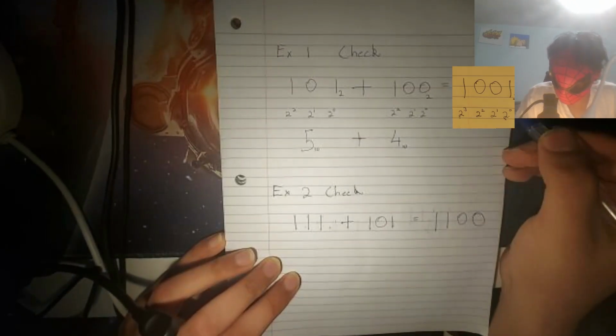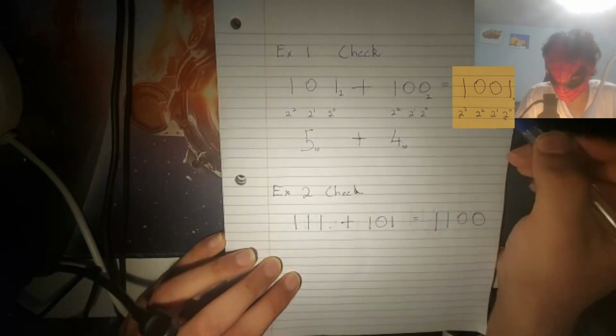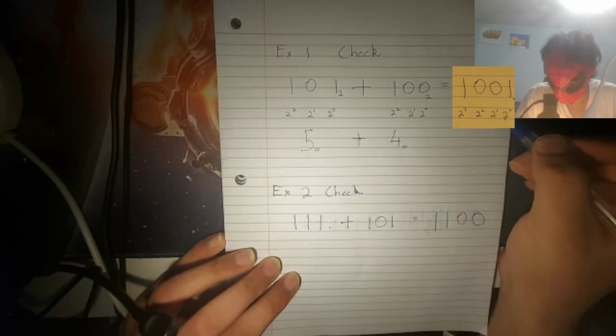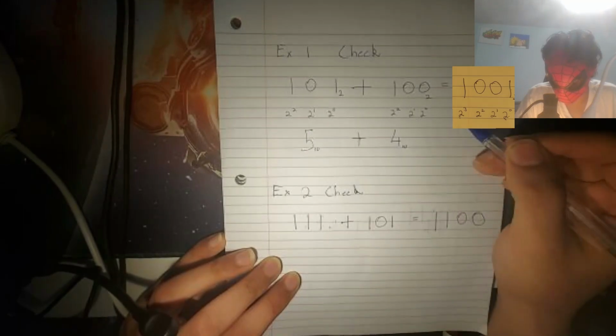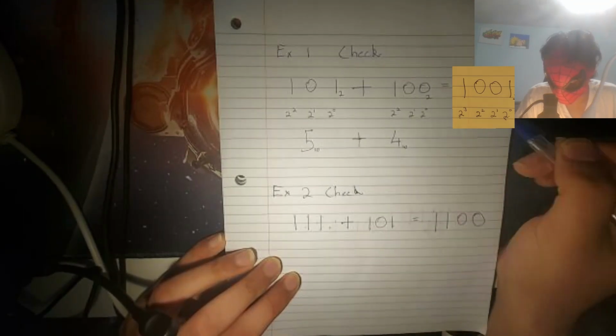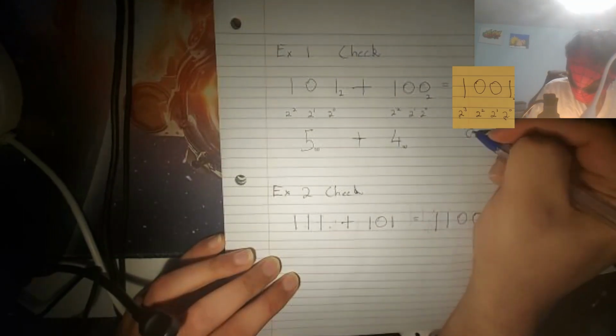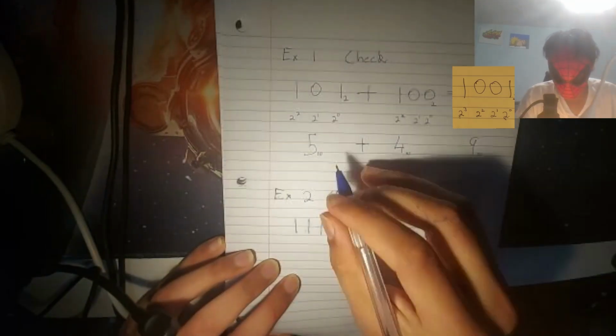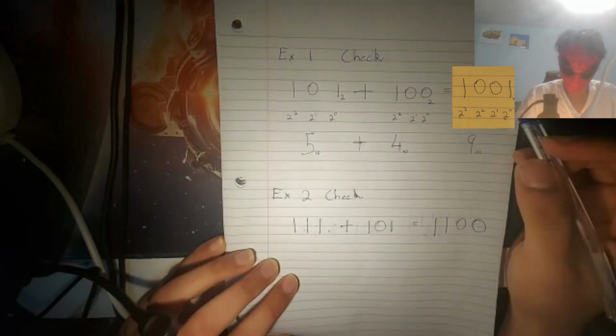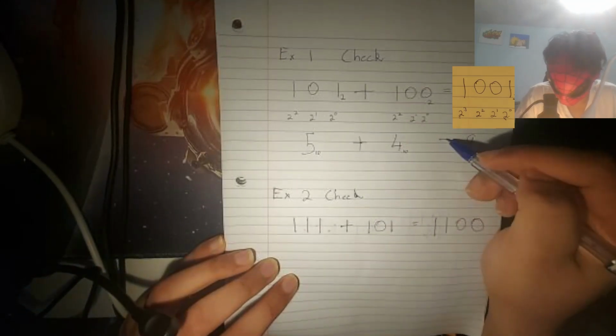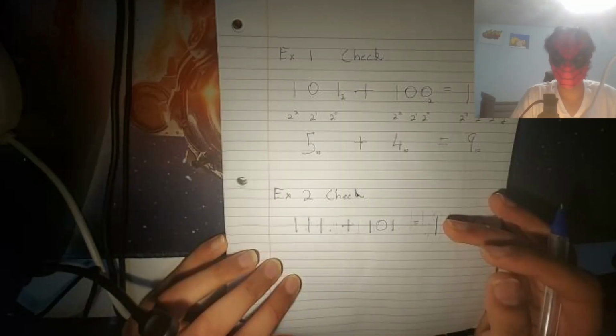If this answer is equivalent to 9 in decimal, then we did our binary addition correctly. So let's look where the 1s are. There's a 1 at 2 to the power 0, so 2 to the power 0 plus 2 to the power 3. 2 to the power 3 is 8, 2 to the power 0 is 1. So this is 9 in decimal. So this answer is correct, because 5 plus 4 is equivalent to 9. I hope this tutorial has helped you understand the basics of binary addition.